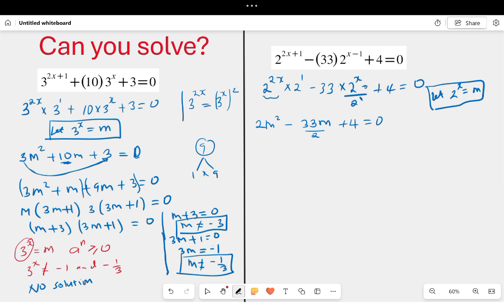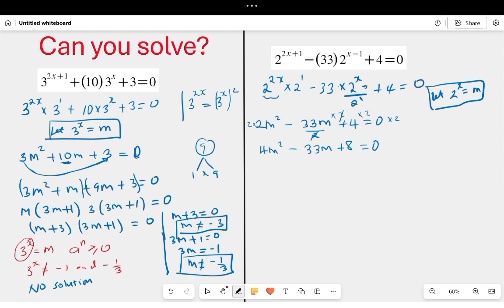You multiply by 2 throughout to get rid of the denominator. So we multiply by 2 everywhere, even on the right side. So 2m squared times 2 is going to be 4m squared, minus 33m over 2 times 2, the 2 cancels out, and we remain with 33m. And 4 times 2 is equal to 8, which is equal to 0 times 2, which is 0.